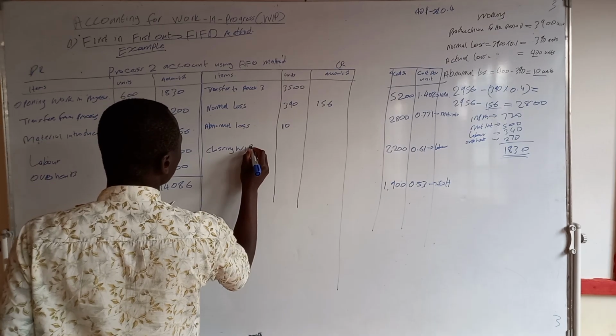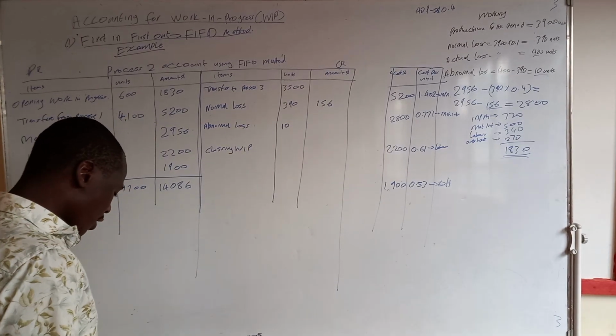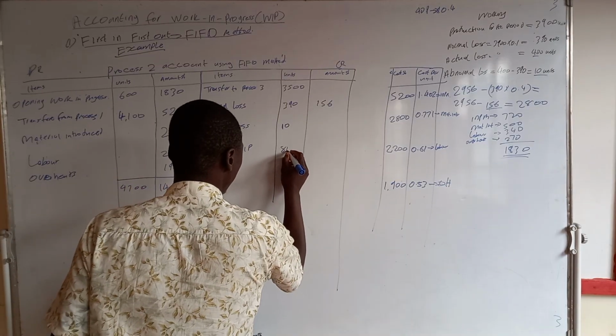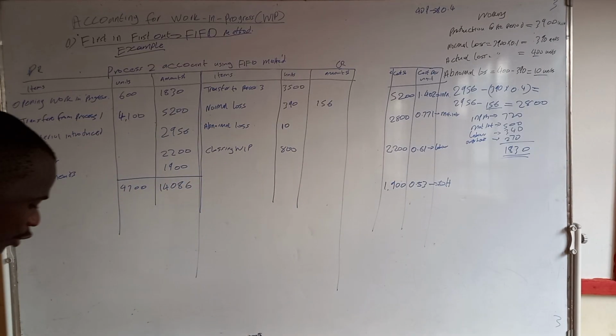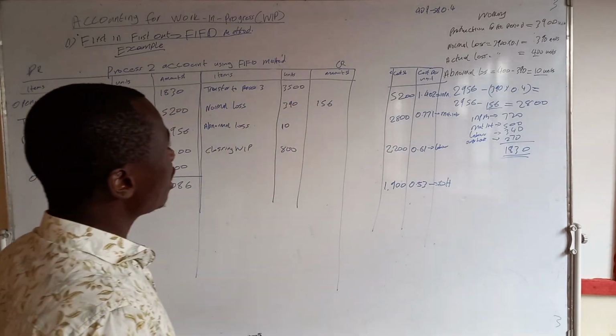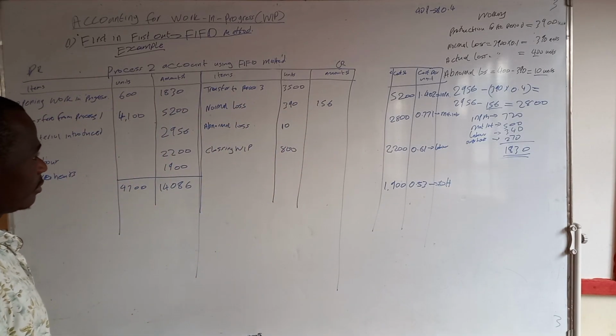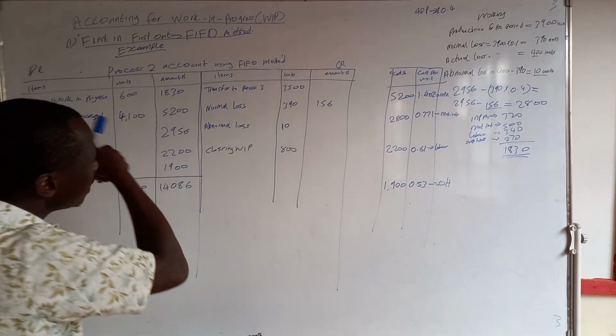Work in progress. Closing work in progress. We had 800 units. Now, do we know the value of closing work in progress? Not yet. But can we find out? Yes. Okay? But even this one, I remember, we had already calculated.